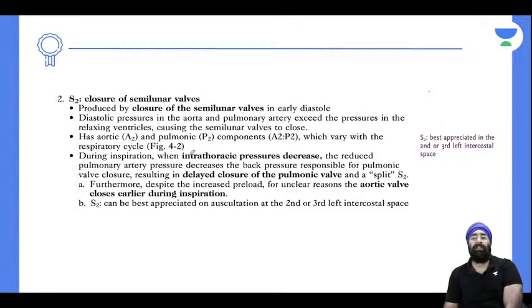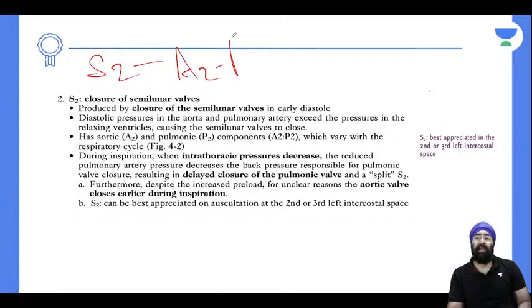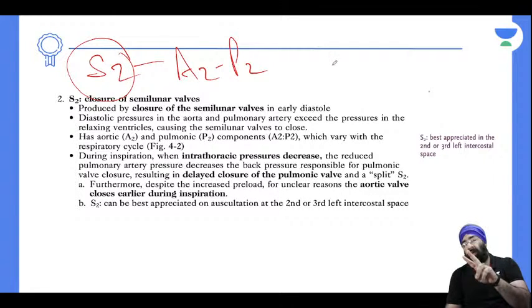An important point: it's not just the sound of the valves snapping together, it is the vibration created because of the valves slapping together. So the S2 sound is because of A2 and P2. A2P2 means the aortic valve and pulmonary valve snapping together, and that's why this particular sound is created. Remember two things here: four valves together create two sounds. The two atrioventricular valves snapping together create M1T1, the S1 sound, and the aortic and pulmonary valves create A2P2, the S2 sound. So here also there are two components of the same sound, A2P2.